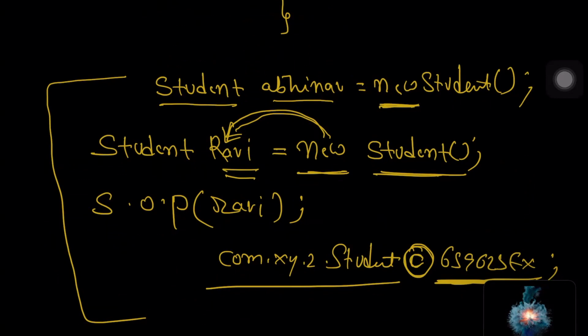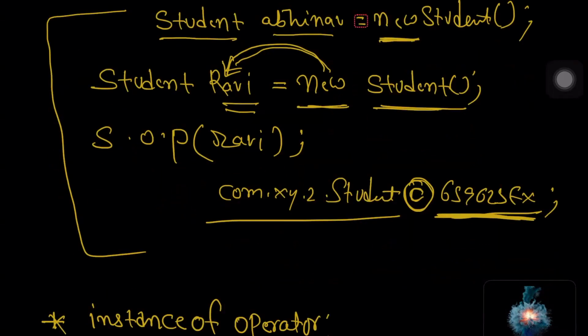When you print the object, you will get the fully qualified class name, then the at symbol, and then the hash code in hexadecimal value. Okay. So till now, is it clear?